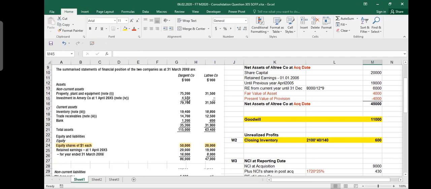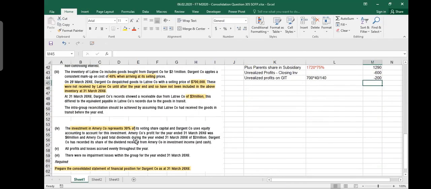So it's not a subsidiary because it is not more than 50%. It is less than that. It is 30%, so it's kind of associate's profit. Dargent company uses equity accounting. Equity accounting, if you remember, is IAS 28. We use it when we do accounting for associates. American company's profit for the year ended 31st March 2006 was $6 million. And you should remember that the parent is a 30% shareholder in the 6 million.